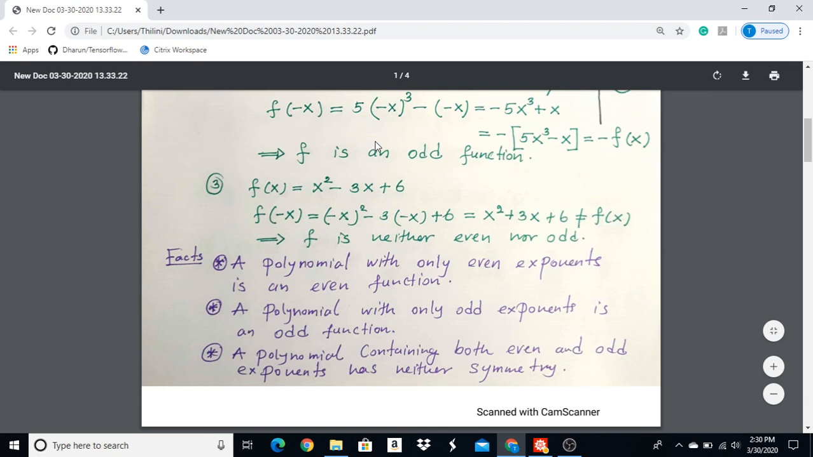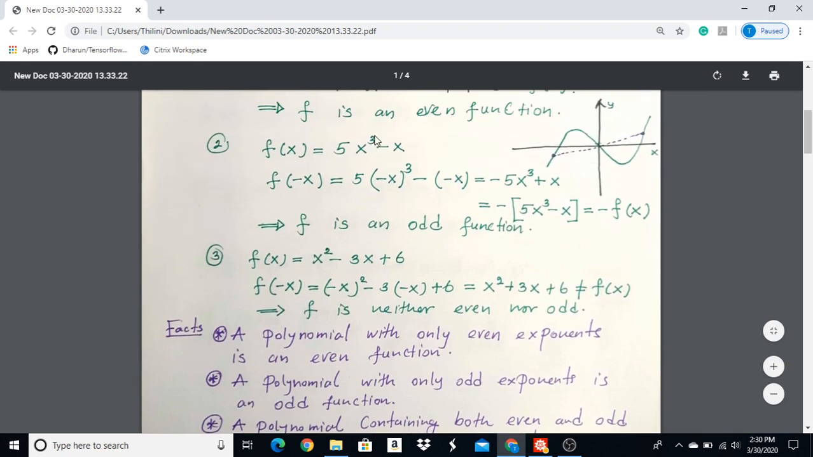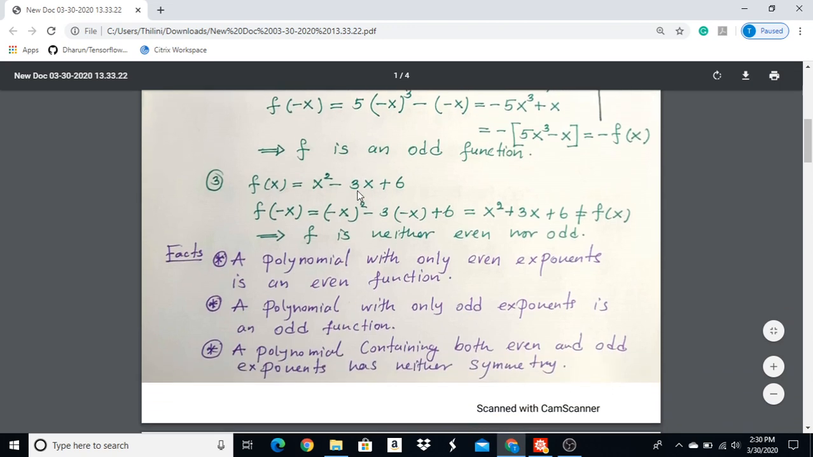So this is an example of that. In this example, all the powers are odd powers. The 3 is an odd number, and here we have one, which is also an odd exponent. All the exponents are odd exponents, odd powers. So that means this is an odd function.